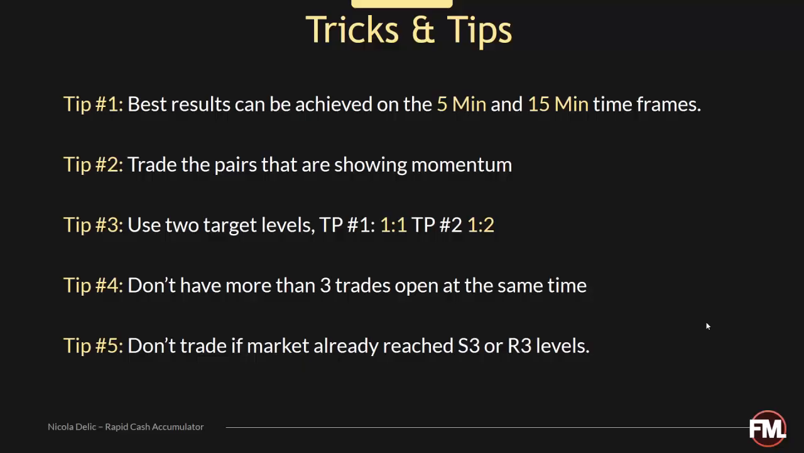And the final tip is don't trade if the market has already reached the support 3 or resistance 3 levels. If you reach those levels, just keep that pair for today. Of course, you can trade it tomorrow, because once you see support 3 or resistance 3 being reached, that tells you we have momentum, but you can't trade that momentum right now. It's better to wait for the New York session to close, and after that you can start the new day and continue to play that pair.